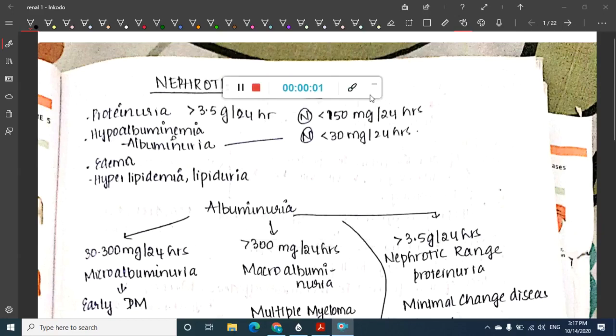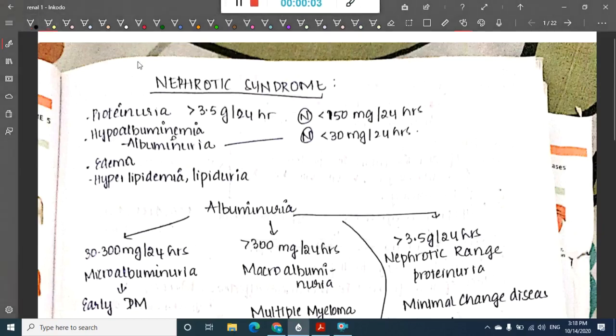Hello friends, in this chapter let us now learn about the nephrotic syndrome.